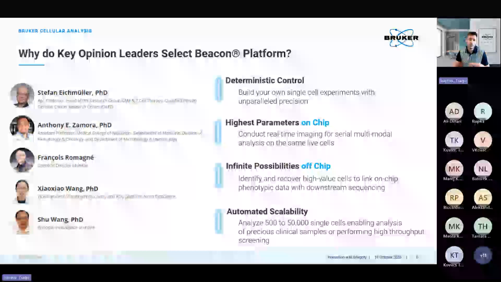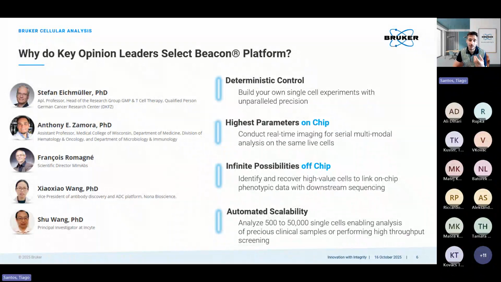And so I'll go now a bit more in detail into the technical aspects. How has Beacon actually allowed these researchers and others to find this valuable data? First, you have a deterministic control over the single cells that you're working on. What I mean by this is that when you load the cells into the chip, then you can, based on morphology, based on surface markers, really select the cells that you want and load them in the nanopens, in the wells that I mentioned, in a selective manner, which means you're not bound by random capture of cells, by Poisson distribution. You yourself are selecting the cells that you want. Then you have the highest parameters on chip, and I will talk a lot about different functional assays.